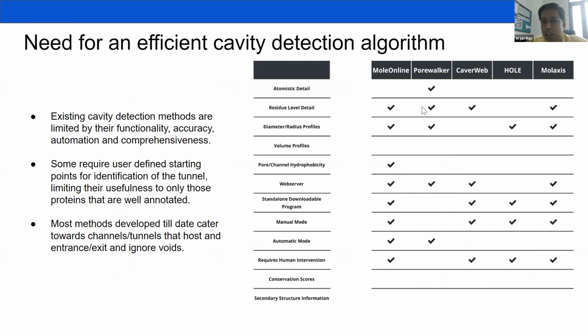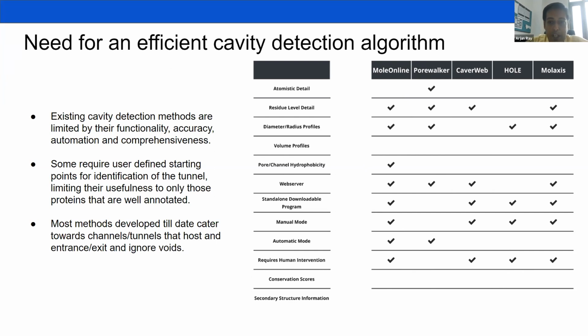And you'll see that on one of the criteria, which is the atomistic detail, so which are the atoms which are inside, only one method used to give this. You had residue level information from some of them. None of the methods actually gave you an understanding of what is the volume of the cavity. Similarly, hydrophobicity scale, downloadable, you required a lot of human intervention in all of these methods, which means you would need to pinpoint what you define as a cavity. And based on that, the program would find out which are the residues which are part of this cavity.